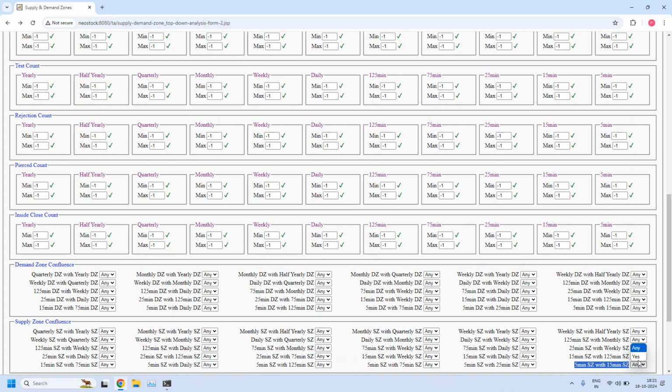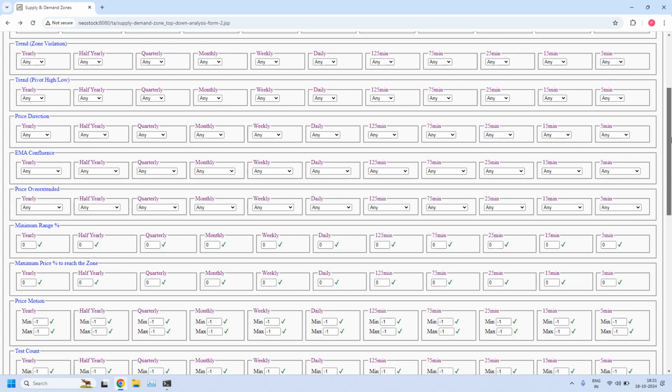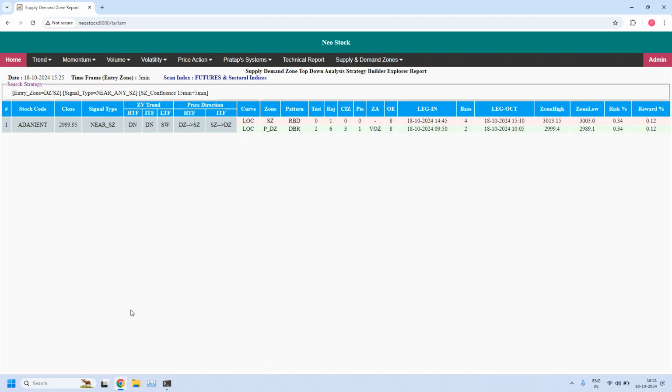I am enabling that filter. So let's verify. 1 stock is filtered. So this 5 minute supply zone is part of the 15 minute supply zone. So this is about stocks near demand and supply zones.